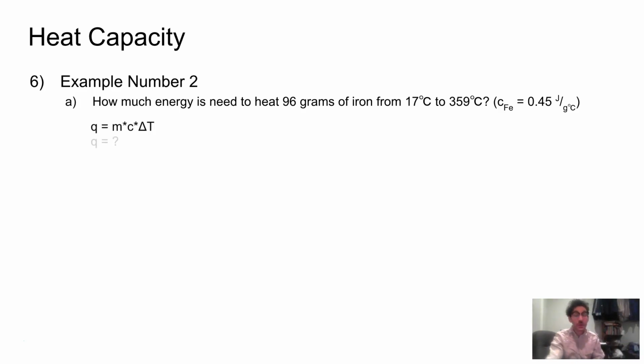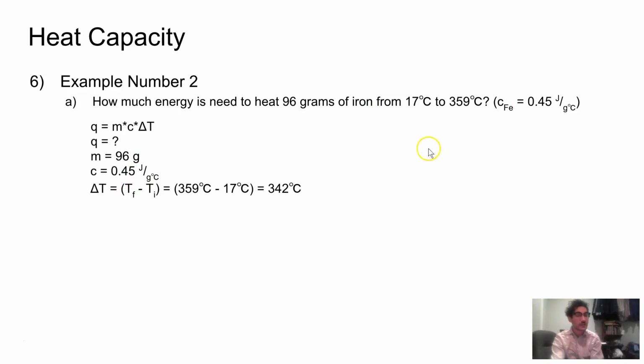So again, I'm going to look at my equation. I'm going to take a list of everything I know and what I want to know. I'm asked how much heat, so I don't know how much heat, or Q, is going to be flowing around, but I do know the mass, it's 96 grams, and I know the specific heat that's given over here. And delta T, I can figure that out really quickly. It's T final minus T initial, so here's my final temperature, and I'll subtract from that initial to get delta T of 342 degrees Celsius. And so now I just plug all those into their spots in the equation, and I can multiply all these together and solve for Q.